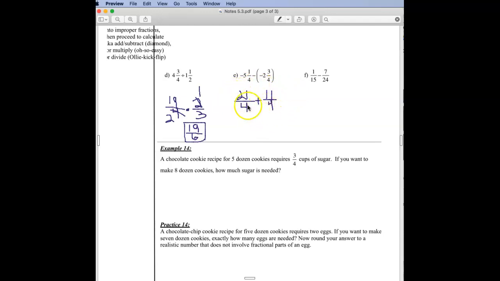Remember, I wouldn't be able to do this if I didn't have a common denominator. So the diamond method that I mentioned earlier for adding and subtracting fractions is, I only need it if I don't have a common denominator. So since I do have a common denominator, I can roll with this. 21 plus 11 is 32, huh?